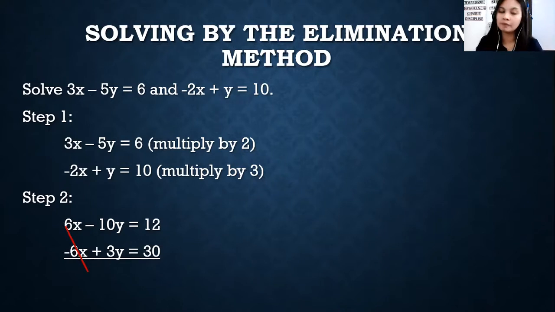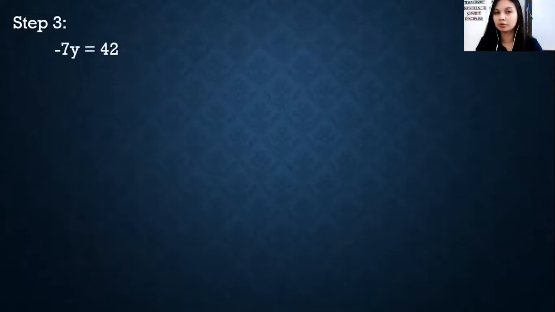So, y lang matitira. So, ngayon, negative 10y plus 3y, it will become negative 7y. And then, 12 plus 30, since pareho silang positive, it will become 42. So, therefore, ang ating ayan, di ba meron tayong negative 7y equals to 42? Since meron tayong coefficient for y, tanggalin lang po natin. Eliminate. So we have to divide both sides by negative 7 and then 42 divided by negative 7 is equals to negative 6 po. So therefore, we can say that our value of y for this given equations is negative 6 po. Okay?